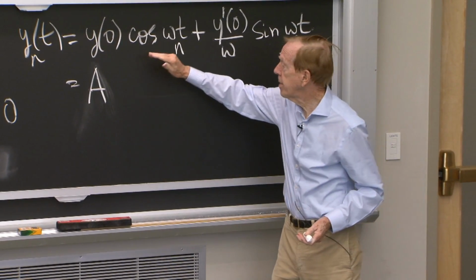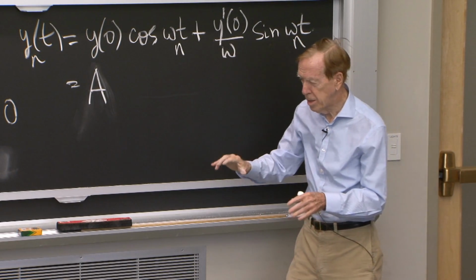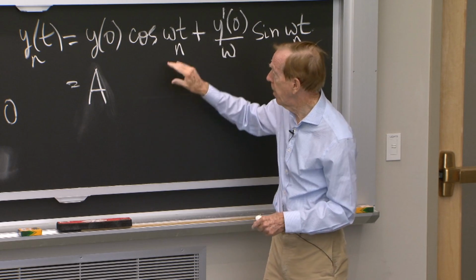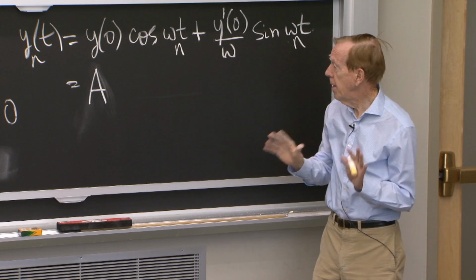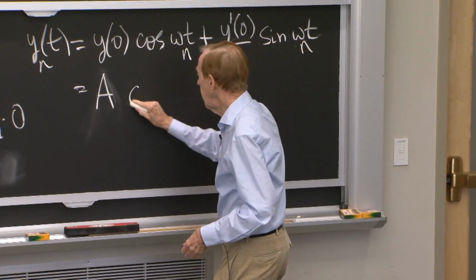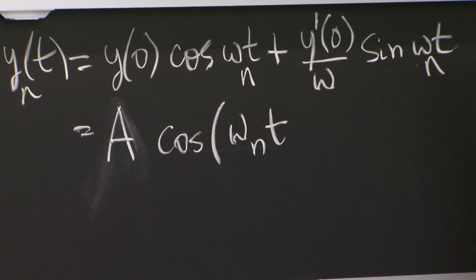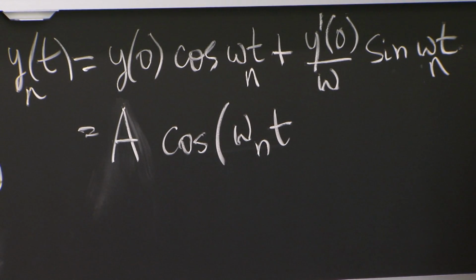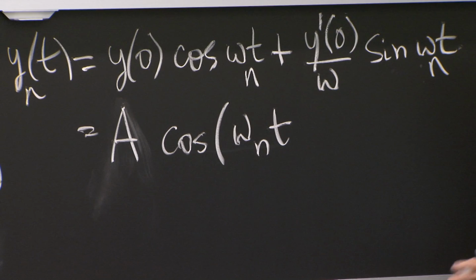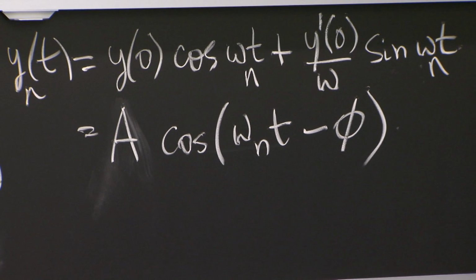I'm looking to write this combination of cosine and sine, which is two oscillations, a cosine curve and a sine curve, but with the same frequency. Then I can combine them into a single cosine, a single cosine of omega n t. But now what else have I got in this form? There's a phase shift, minus phi. So there's an A, phi, two constants, or there's y of 0, y prime of 0, two constants.